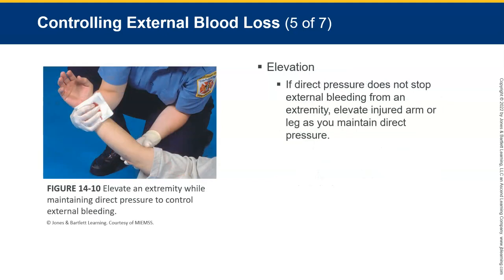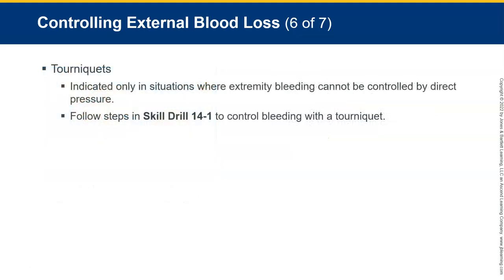So, elevation. Things aren't getting any better. If direct pressure doesn't stop the external bleeding from an extremity, we want to elevate the injured arm or leg as you maintain direct pressure. Then tourniquets. Tourniquets are indicated only in situations where extremity bleeding cannot be controlled by direct pressure or elevation, which is what we've done up to this point.